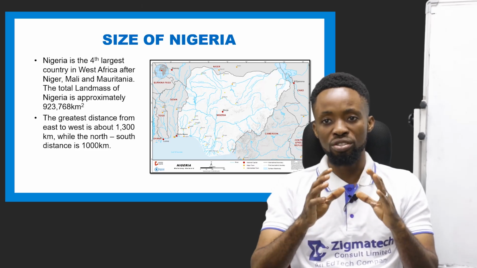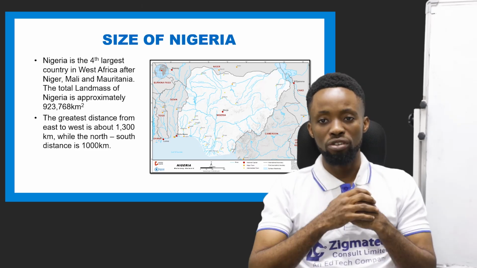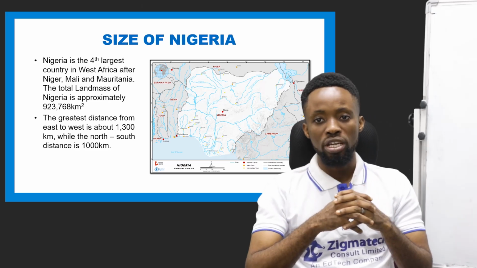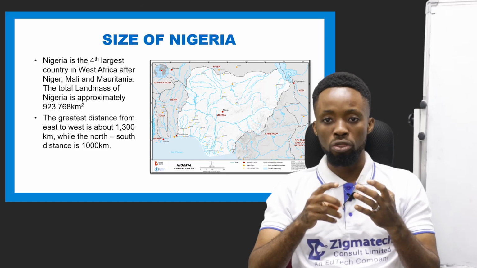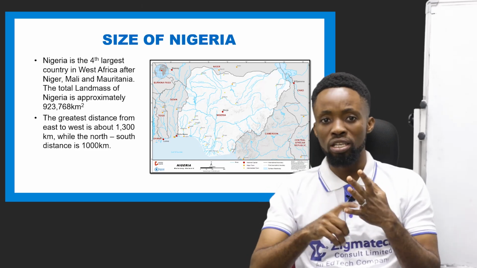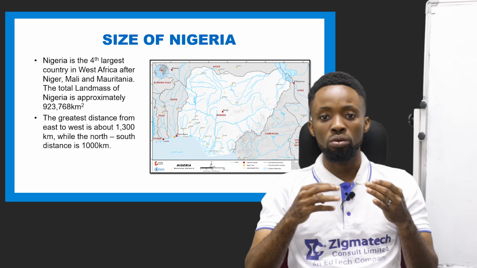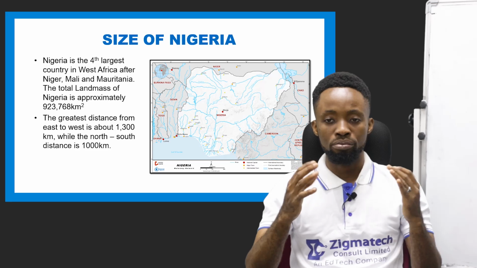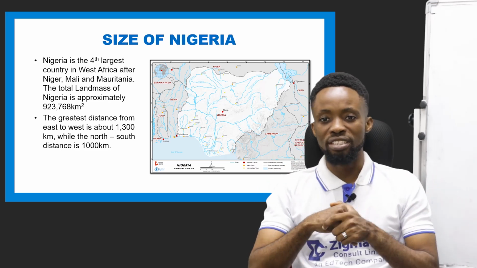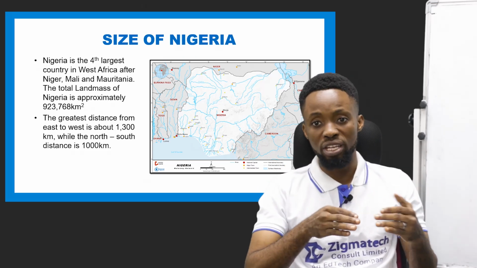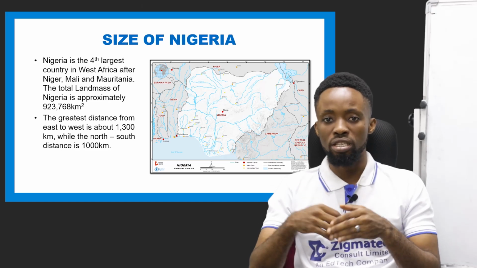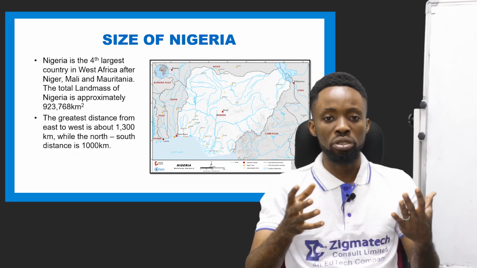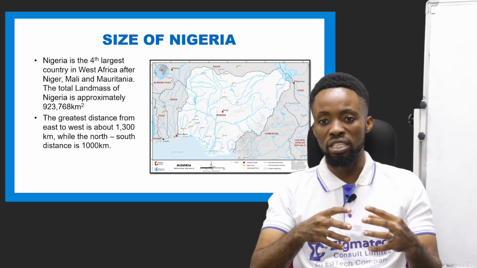Now, let's look at the size of Nigeria. In terms of landmass, Nigeria is the 4th largest country in West Africa. When we talk about Niger Republic, Mali, and Mauritania, Nigeria comes in next as the 4th largest. And the landmass of Nigeria is approximately 923,768 square kilometers. So that's how big Nigeria is in terms of land area.